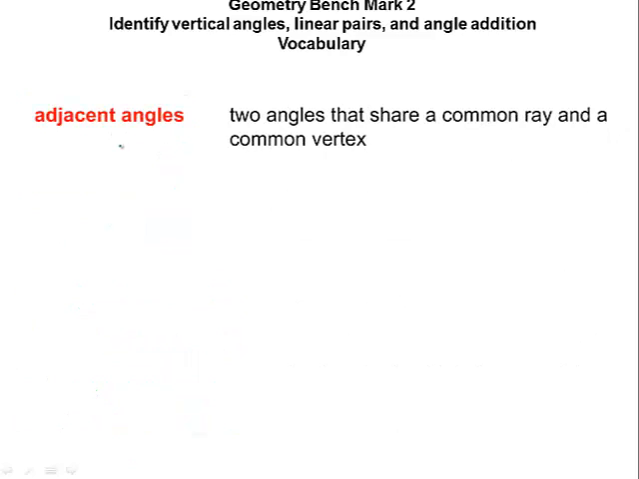Think of a duplex, right? Duplexes are two houses next to each other. They're adjacent. They share a wall. Adjacent angles are like that. They share a wall, so they touch. So if I have something like this, angle 1 is adjacent to angle 2. So they share a wall.